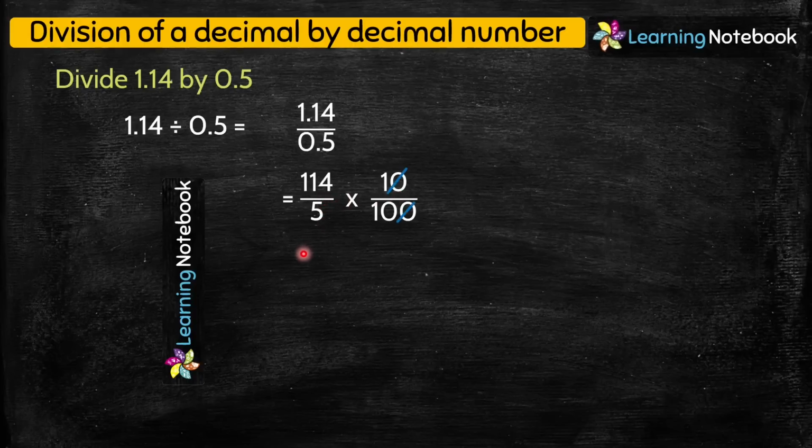Cancel 0 by 0. So we get 114 by 5 into 1 by 10. Here students, we can divide both 114 and 10 by 2. But let's not do it because division by 10 is very easy. So let's divide 114 by 5.